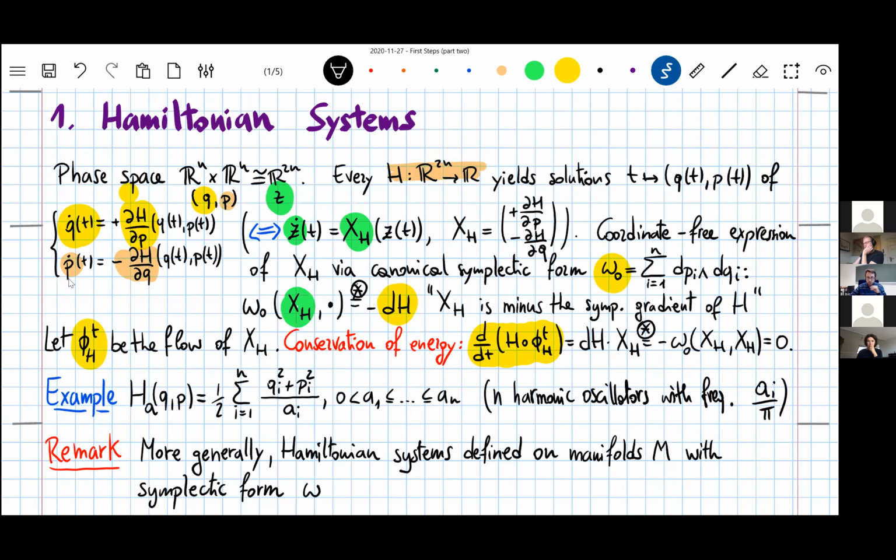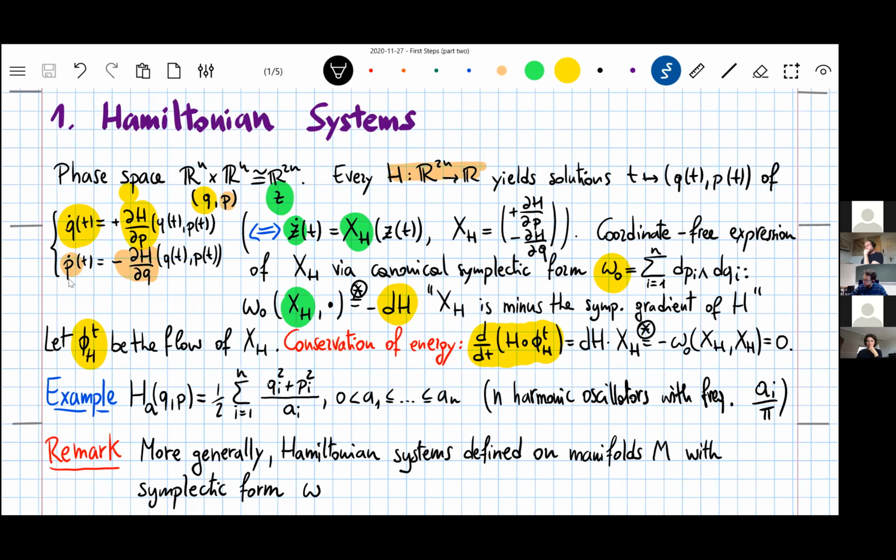Okay, so you can think in every coordinate qi, pi, you have a kind of harmonic oscillator, and then you have different frequencies. So also here you see that, for example, if the ai are all the same, you have a motion which is fully periodic. If not, you have some kind of quasi-periodic motion.